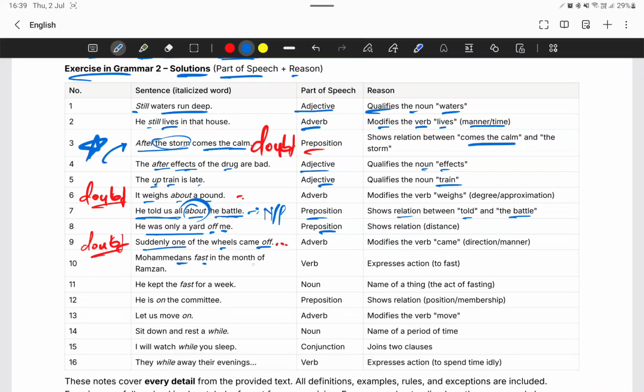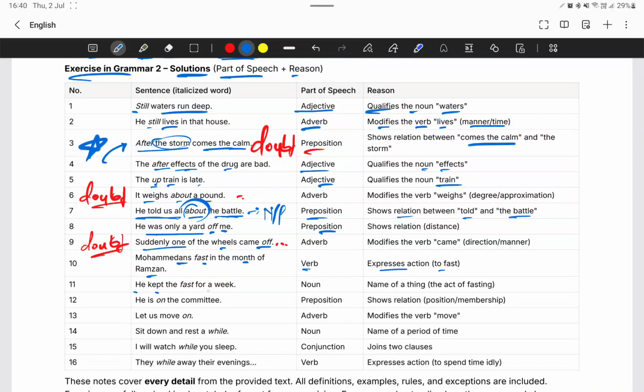Next one, Mohammedans fast in the month of Ramjan. So there are Mohammedans and they fast in the month of Ramjan. So fast expresses an action, to fast, so it's a verb. They express the action, भूखे रहना, okay, that's called a fast. So it is a verb here.